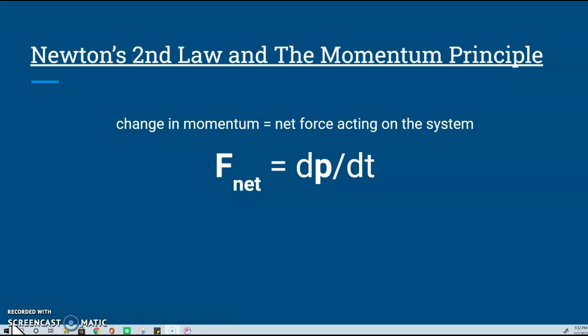First, I'll explain the basics of Newton's second law and the momentum principle. Together, these mean that when there is a change in momentum, there must be a net force acting on the system to cause this momentum change. This can be modeled by the equation F net equals dp dt. This will be very important to this lab because an object moving at constant velocity will have an F net of 0. If the velocity, and therefore momentum, is changing, then there is a net force on the object.